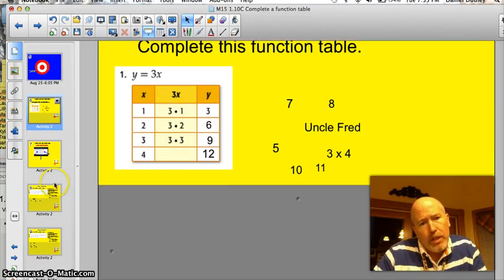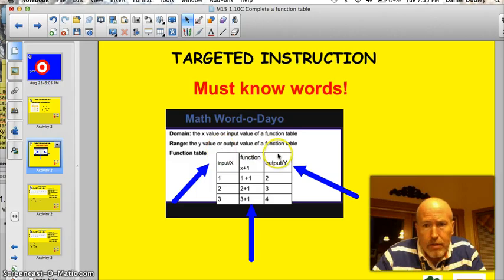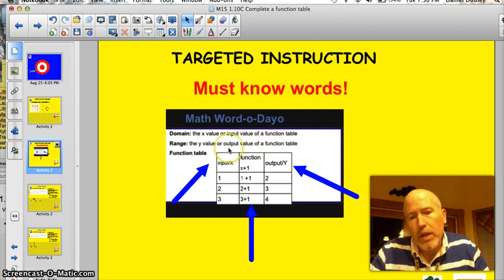All right, let's try a quick vocabulary review. Remember, x is the domain, y is the range. So domain, range. Domain, range. Are you getting sleepy? Not yet. All right, just messing with you.